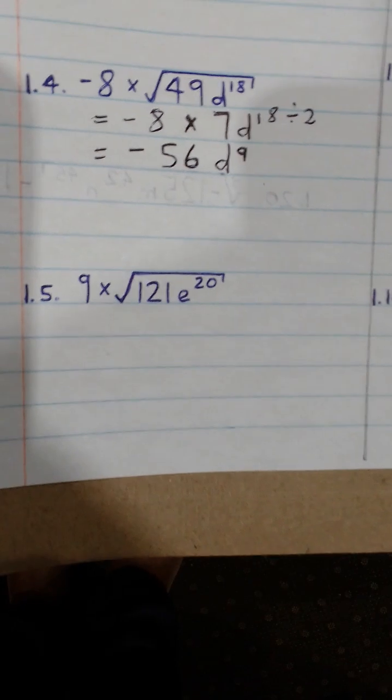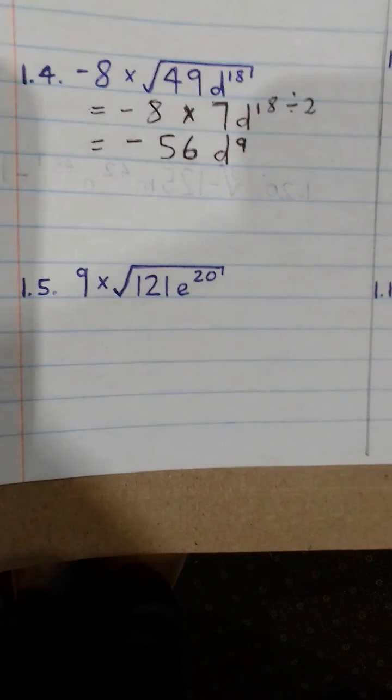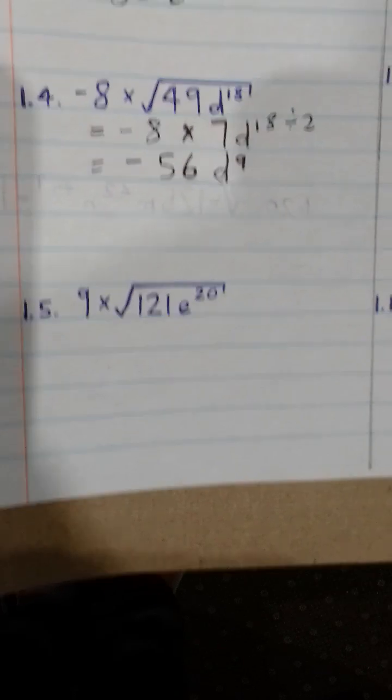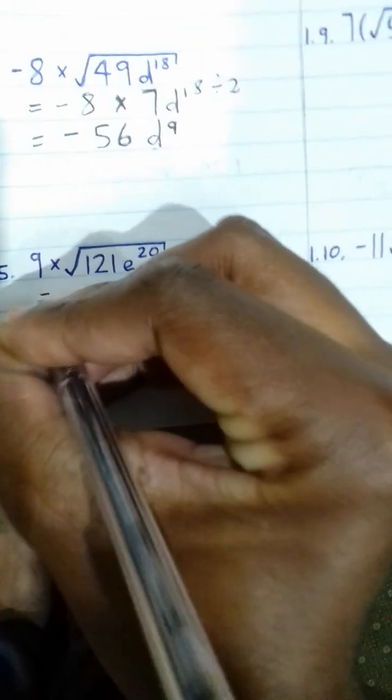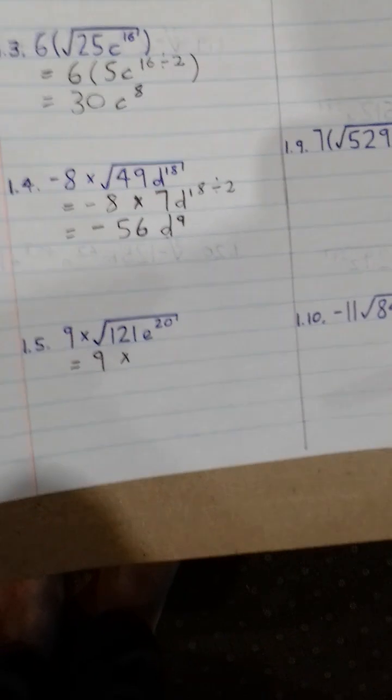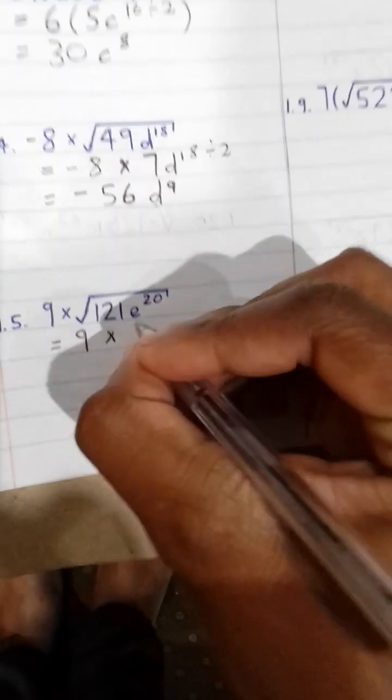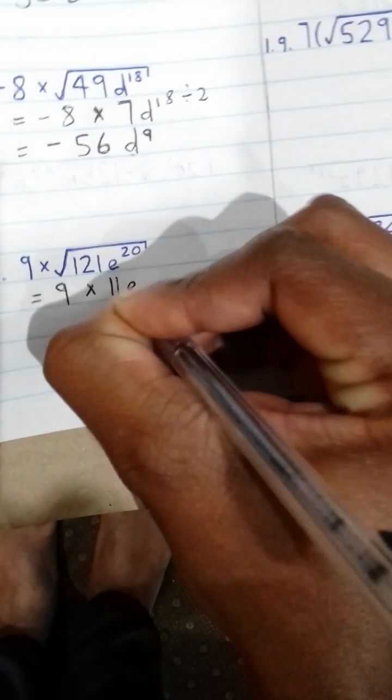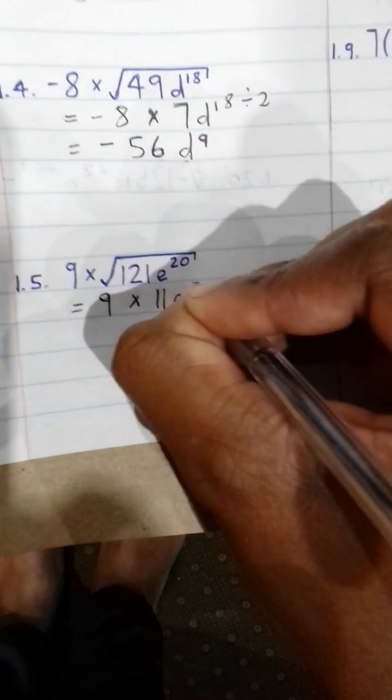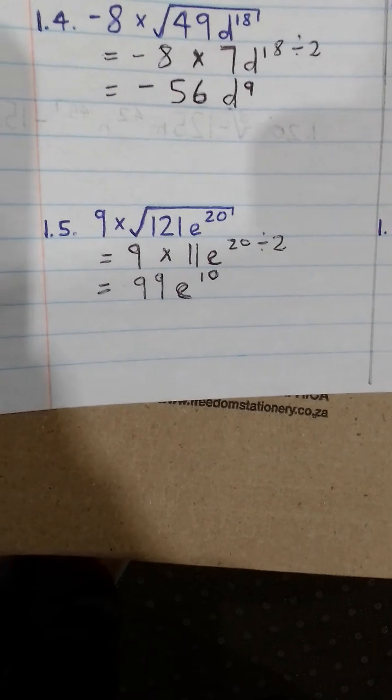1.5. 9 times square root of 121 e to the power of 20. So it's going to be 9 times square root of 121. It's 11 e to the power of 20 divided by 2. 9 times 11 is 99, e. 20 divided by 2, 10. So the final answer is 99 e to the power of 10.